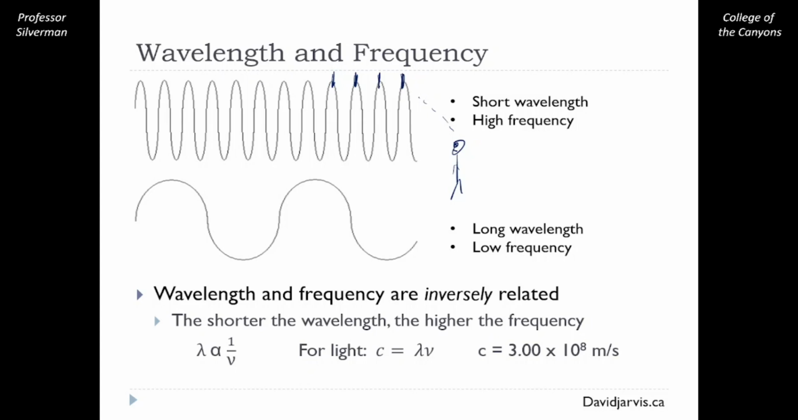Meanwhile, if you have a much more spread out wave, this wave down below has a much longer wavelength. As we watch this wave pass by, it's going to have a slower beat, a lower frequency. If we count out the rhythm of this longer wavelength wave, it's going to be longer amounts of time in between those beats.